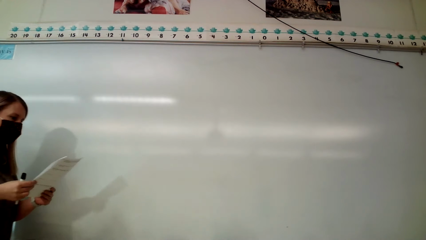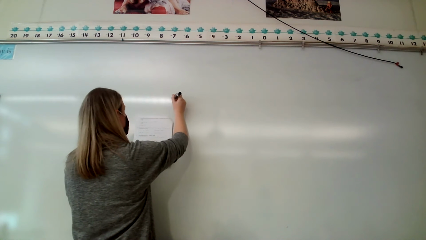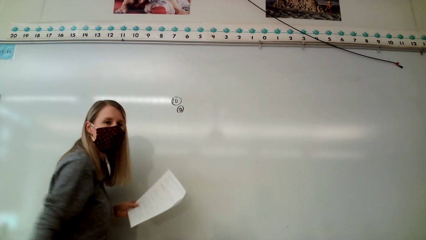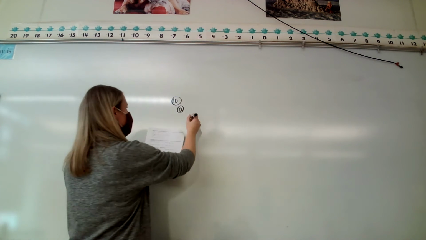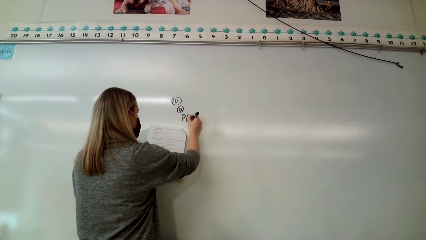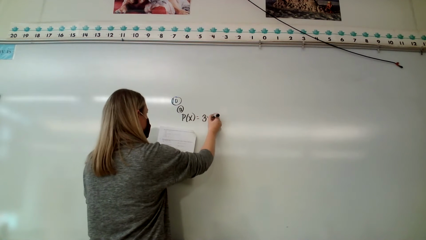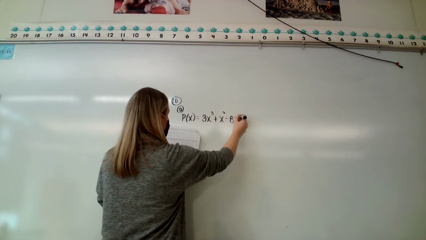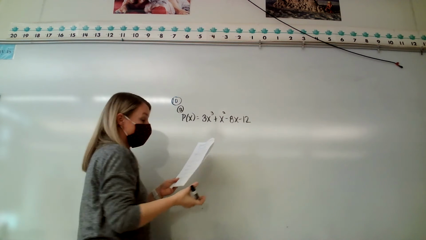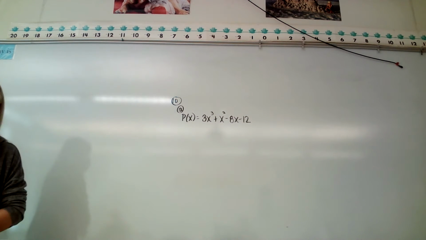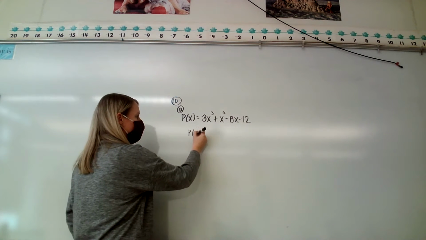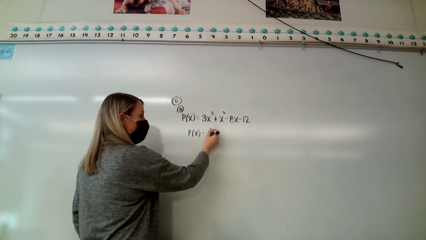Practice makes perfect. So someone had asked about Descartes' rule of signs. So I'm just gonna do 10A. I just picked a random one. So 10A says P of X, so we're given this polynomial, is 3x to the third plus x squared minus 8x minus 12. So basically, we literally just focus on the signs. So when I say P of X, I like to just look at my signs. So this first one's positive.